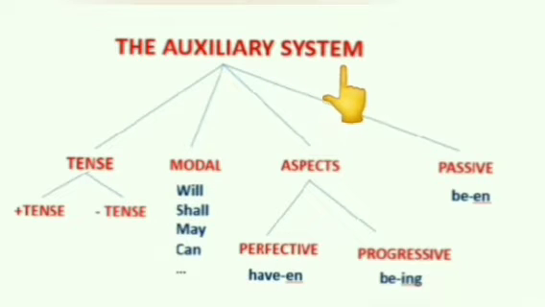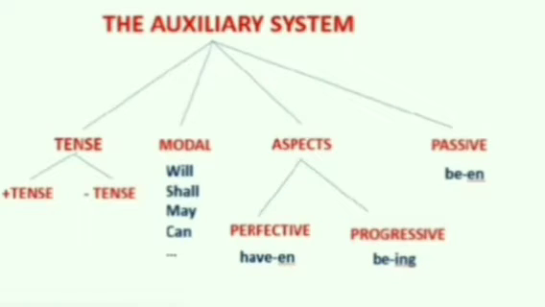The auxiliary system: tense, modal, aspects, passive. Tense, plus tense, minus tense. Modal, will, shall, may and can. Aspects, perfective aspect, have and en. Progressive aspect, be and ing. Passive, be and en. Perfective, the progressive, and the passive are optional components of the auxiliary system. Tense, whether it is plus tense or minus tense, it is an obligatory component.